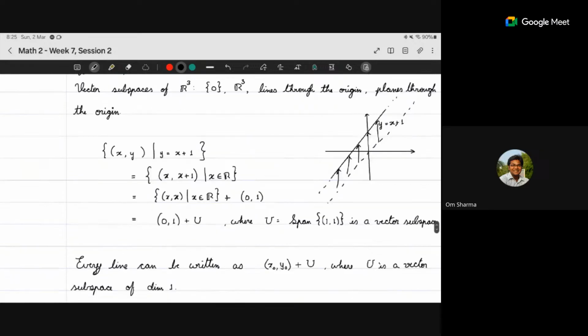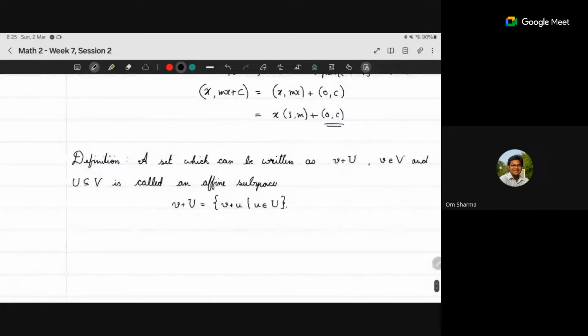So this is the bigger class of subsets of a vector space which are interesting, called the affine subspaces. Every affine subspace can be written as a vector plus a usual linear vector subspace.